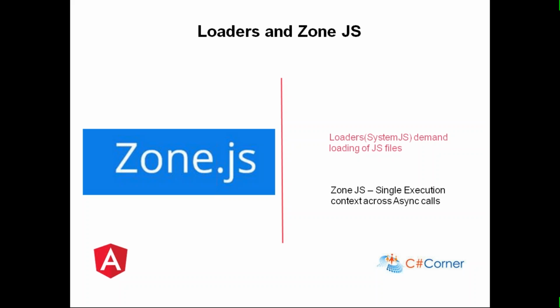So Zone.js is actually a single execution context across asynchronous calls. Whatever calls you make, asynchronous or synchronous, in a particular execution context, without Zone.js you would not be able to figure it out. Even if you run sync calls and asynchronous calls, different execution contexts will be implemented. With the help of Zone.js, this sort of thing is avoided.